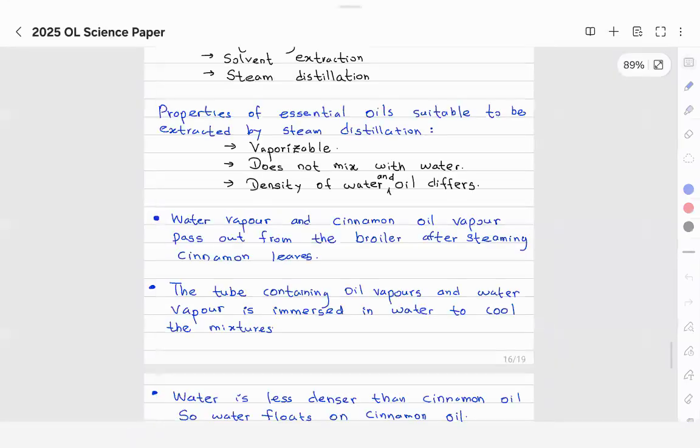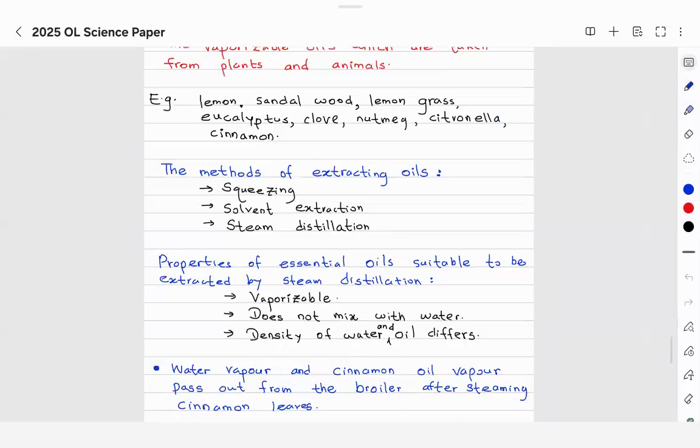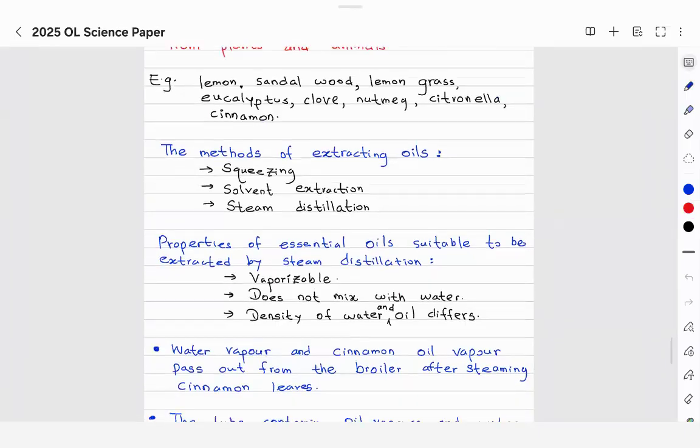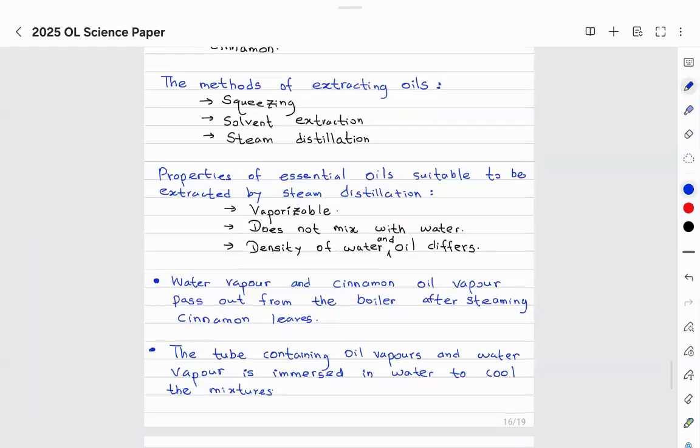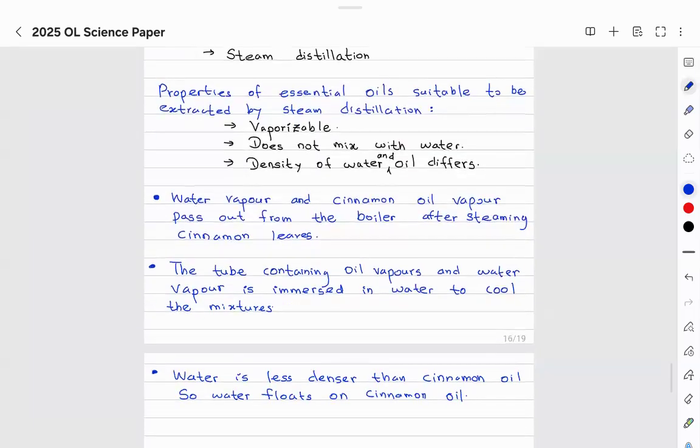Right. Okay. No, it's not. It's not broiler. It's boiler. Any doubts, children? What are the doubts you have? Yes. Remember the examples again.